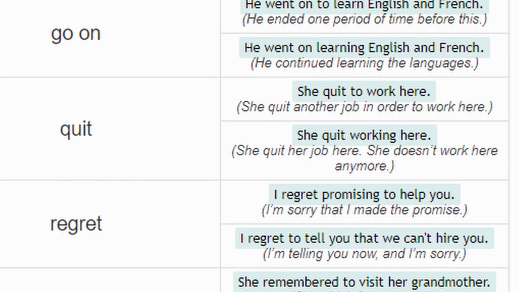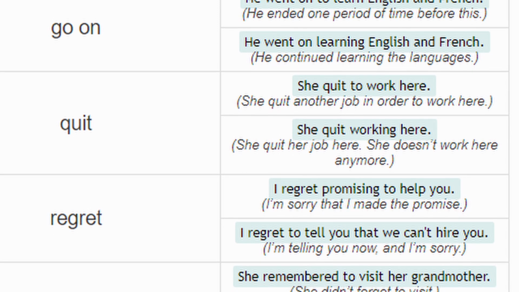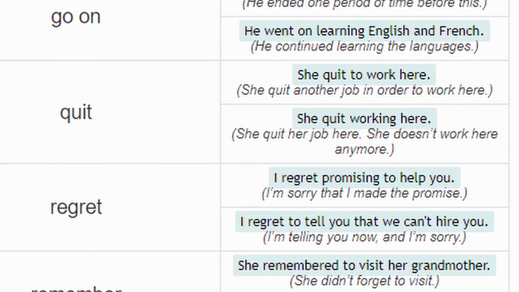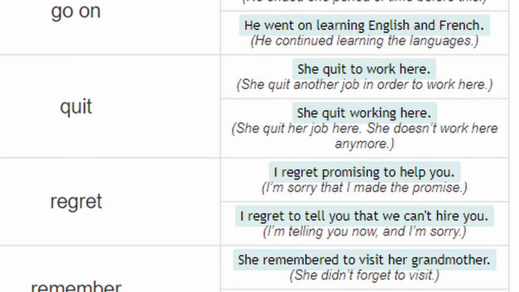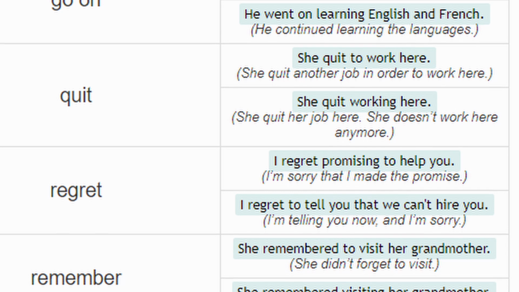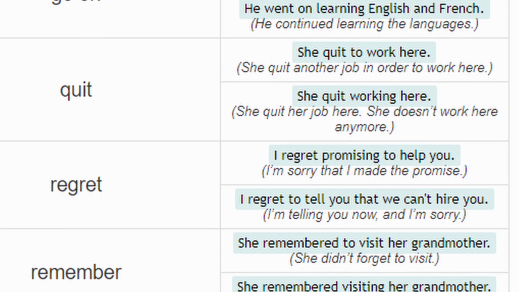For the verb quit, if we say she quit to work here, this means that she quit another job in order to work here. But if we say she quit working here, this means that she quit her job here, so she doesn't work here anymore.